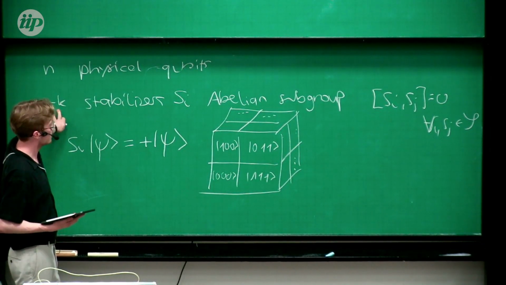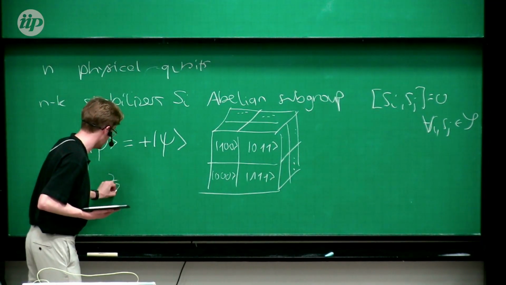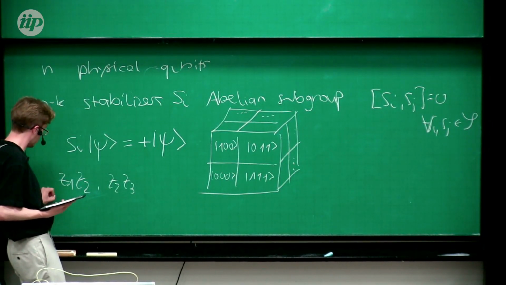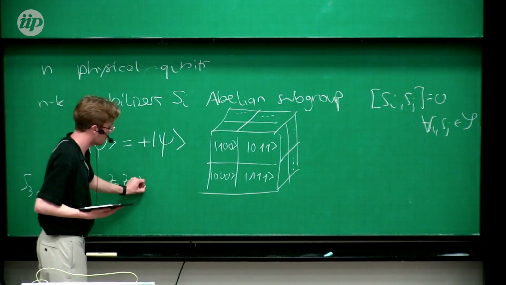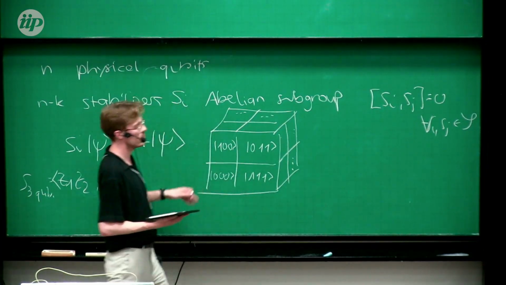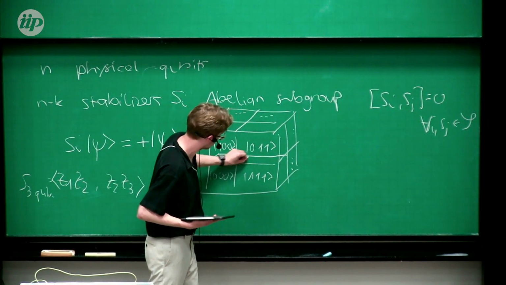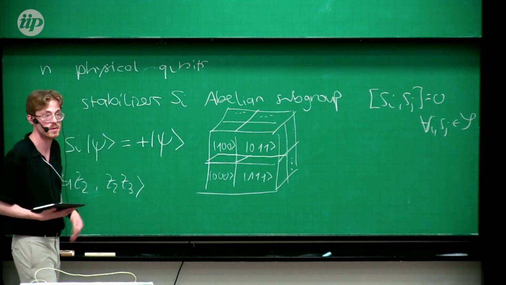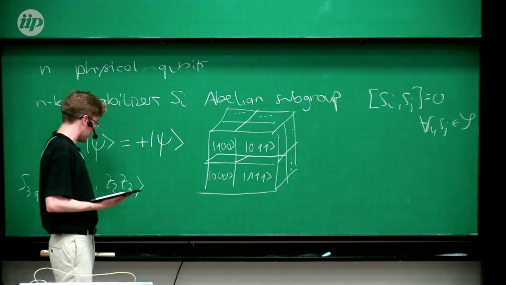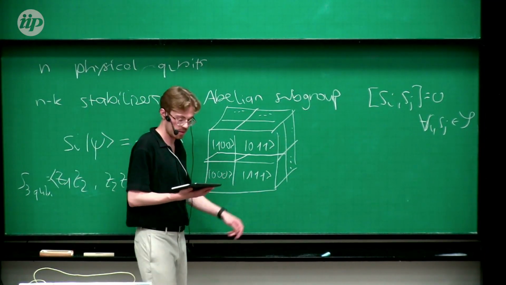Then if we have n minus k stabilizers, yesterday we had Z1 Z2 and Z2 Z3 for the 3 qubit repetition code. Then each of these stabilizer generators will split the Hilbert space in half until we're left with a k-dimensional logical subspace. In the case of the 3 qubit repetition code, it was spanned by the basis states 000 and 111, which is then our logical subspace.